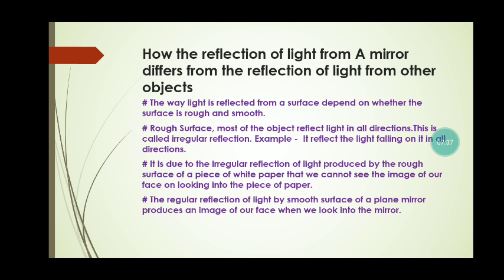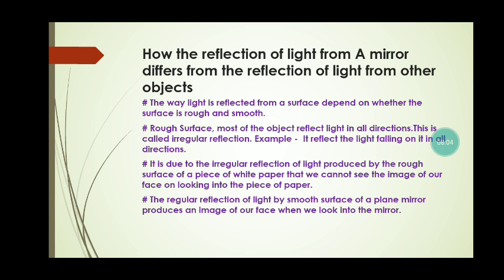Most rough surface objects reflect light in all directions. It means a rough surface reflects the light back in all directions. That's why it's called irregular reflection. An example is paper. When light falls on paper, it reflects in all directions.